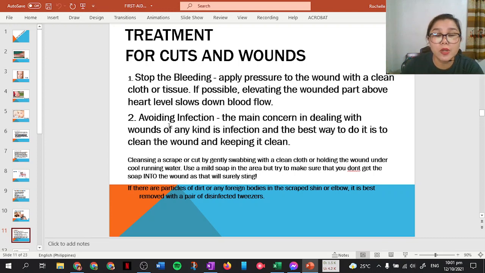So to avoid infection, the main concern in dealing with wounds of any kind is infection, and the best way to do is to clean the wound and keep it clean. So after cleaning it with soap and water, make sure that it doesn't get dirty. So hindi papatapuan ng langaw, hindi pa-alikubok-kabukan, kaya iiwas ka muna sa maduming mga lugar.